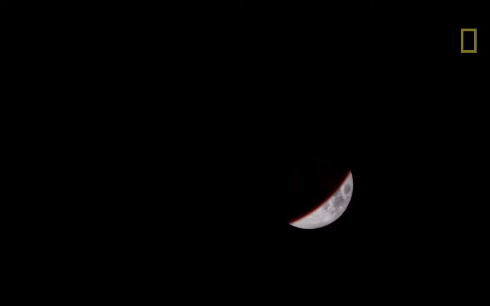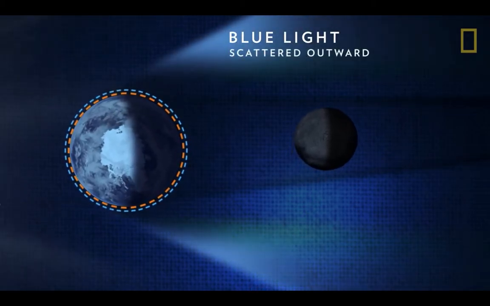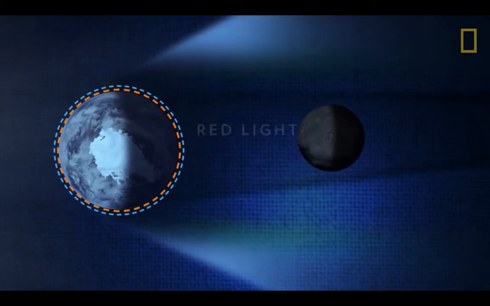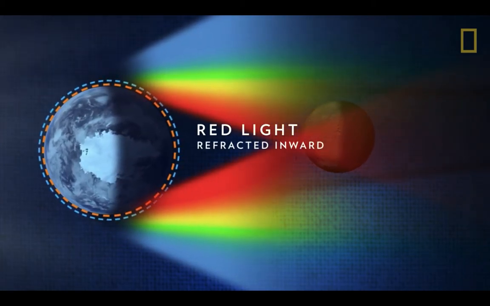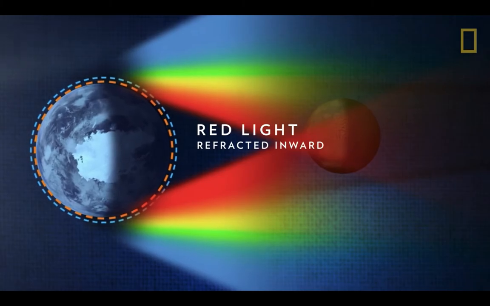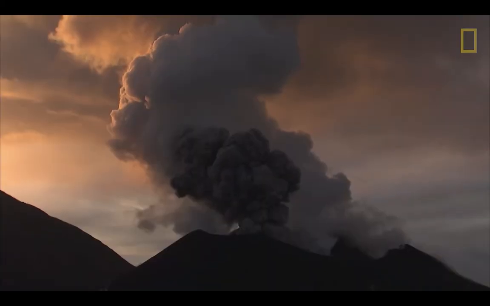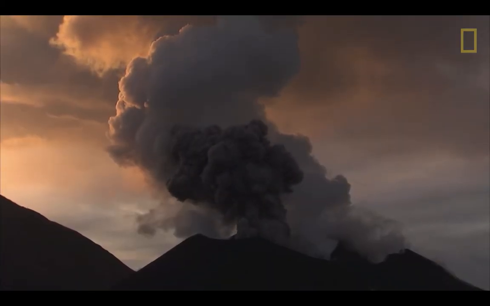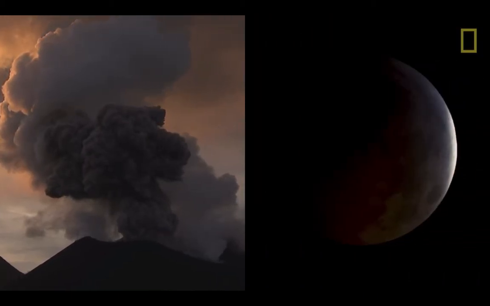Total lunar eclipses are the most striking of the three types because they turn the moon a sunset red. While shorter blue wavelengths of light are scattered outward by the Earth's atmosphere, longer red wavelengths are refracted or bent inward toward the moon, making it appear red. The brightness of the moon's red glow depends upon how much dust and clouds are in the Earth's atmosphere. Following volcanic activity, ash can block out enough light to render the moon a darker red or even near black.